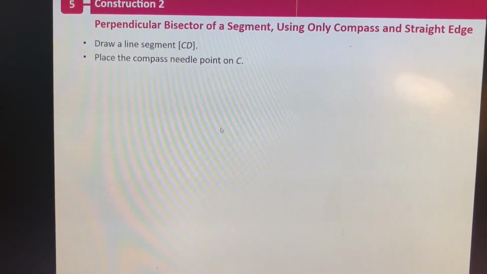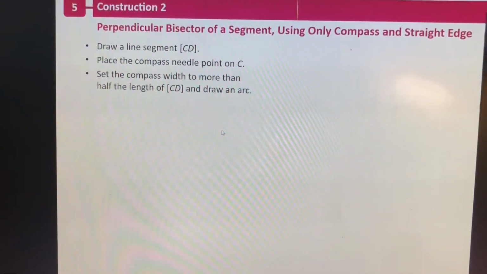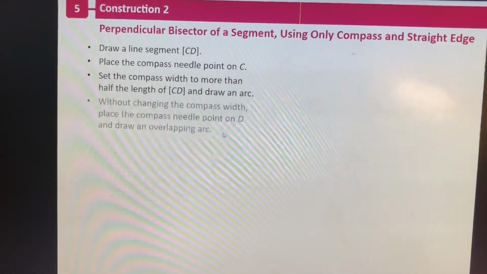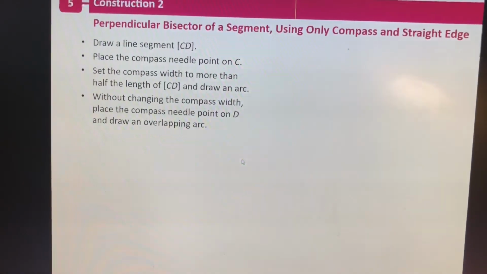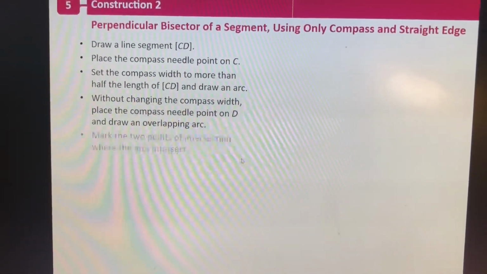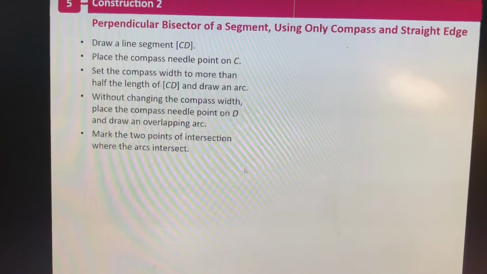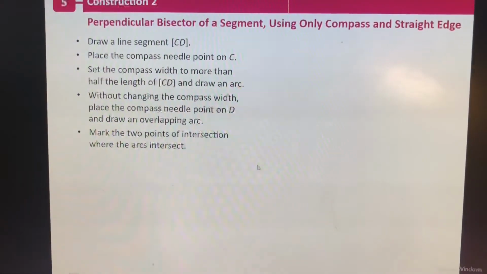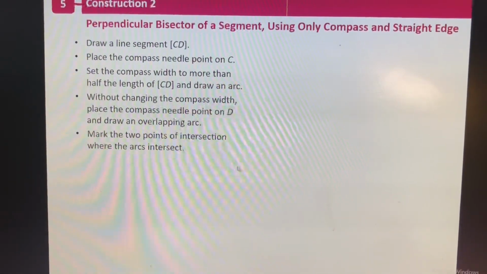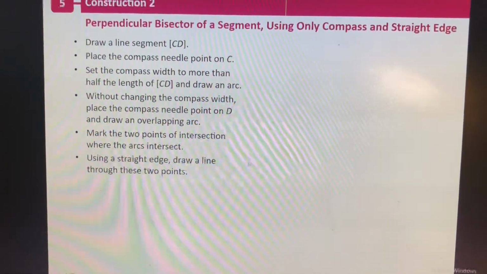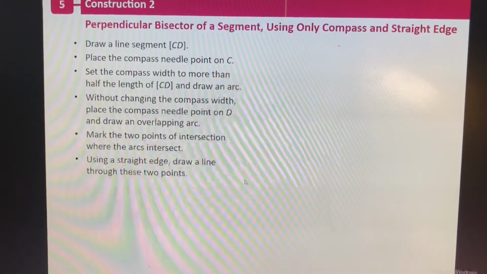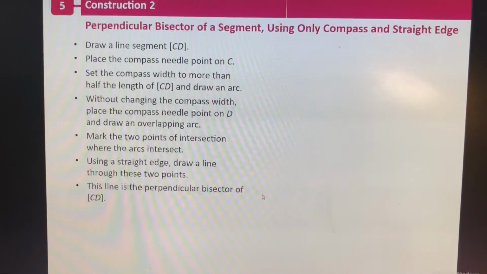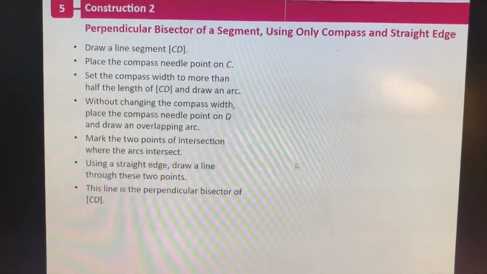We would then place the compass needle point on one end point, set the width to more than half the length of the line segment, and draw an arc. Without changing that compass width, we would then place the compass point on the other endpoint D and draw another arc that overlaps the first. We mark the 2 points of intersection where the arcs intersect, where they cross, and then using our straight edge, draw a line through those 2 points. This line is the perpendicular bisector of our line segment CD.